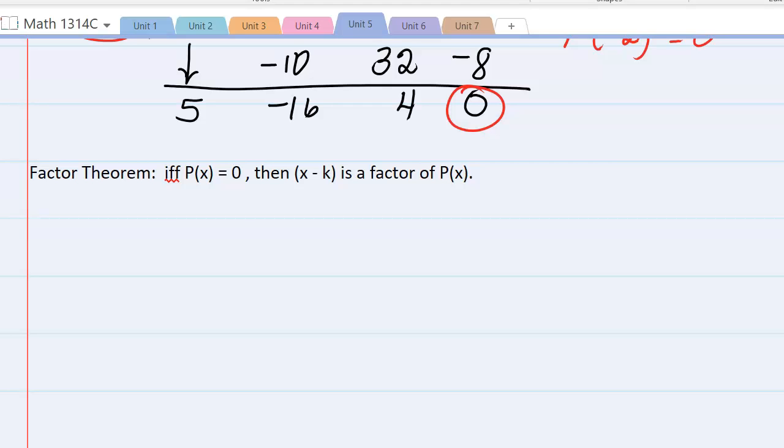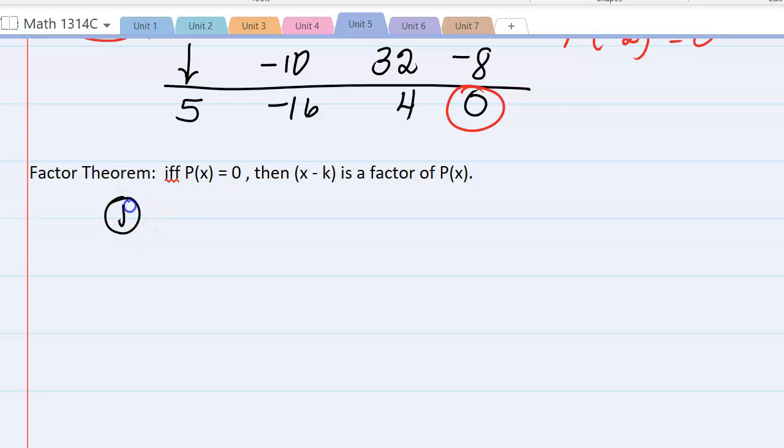The factor theorem states if and only if. Note that the IFF stands for if and only if. We'll talk more about its significance in a moment. But the factor theorem states that if p of k is equal to 0, then the divisor x minus k is a factor of the polynomial p of x. The if and only if means that this statement can work in both directions.